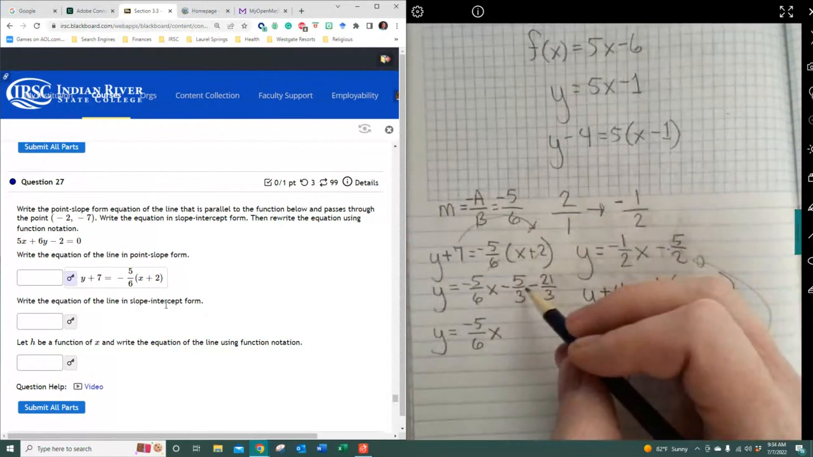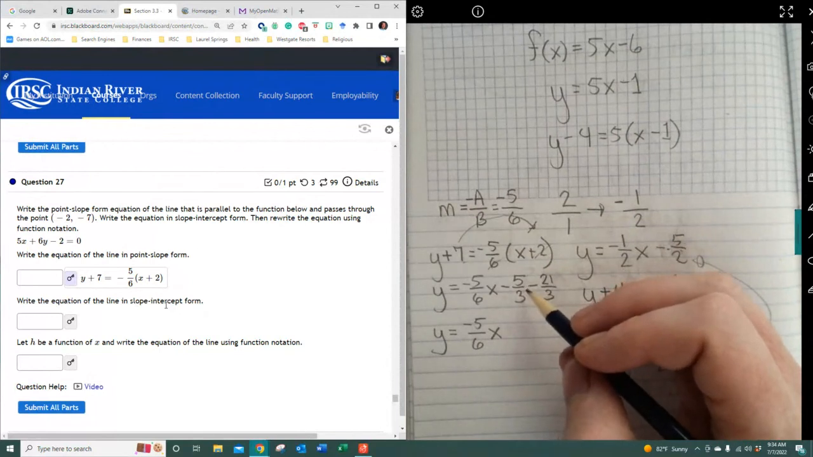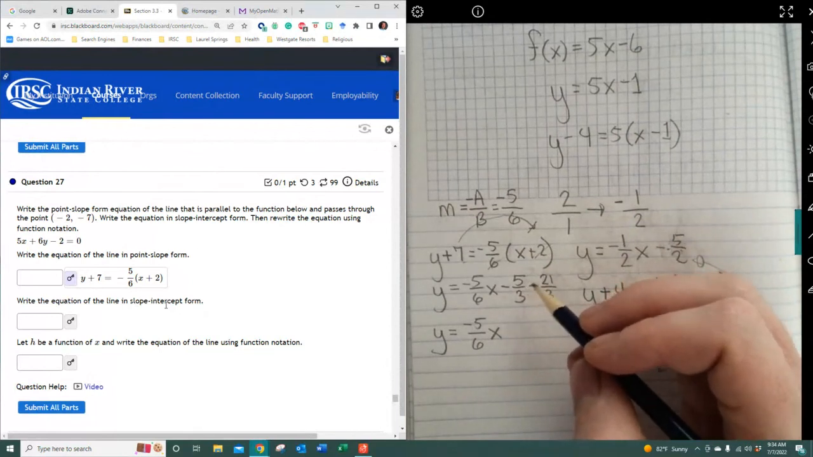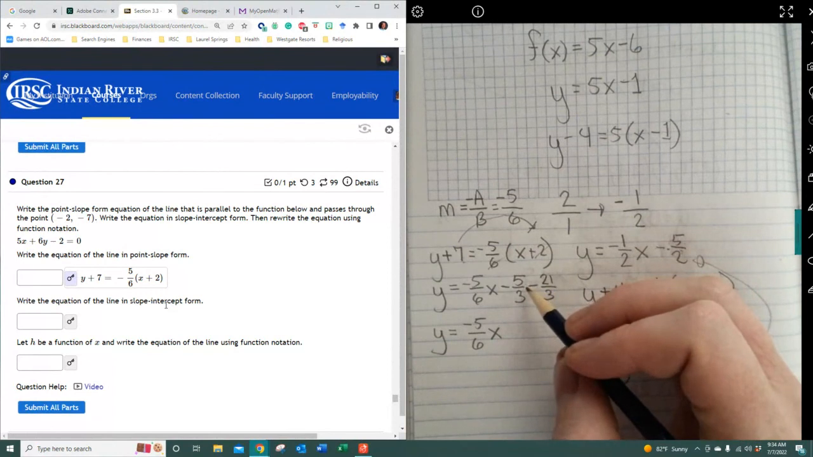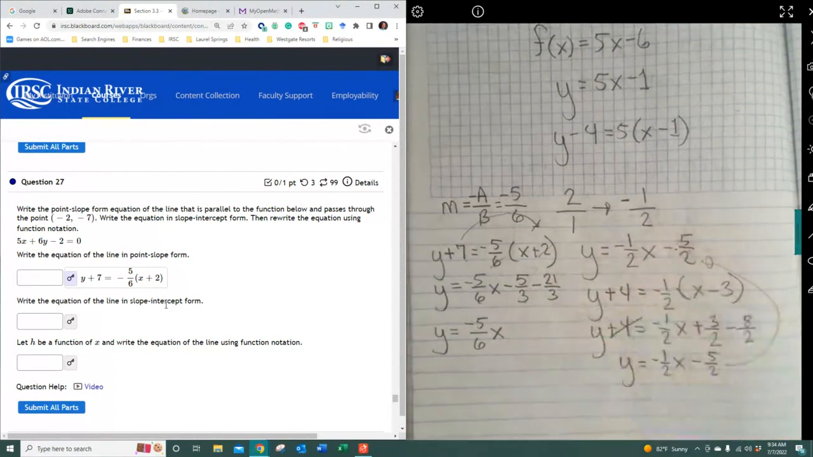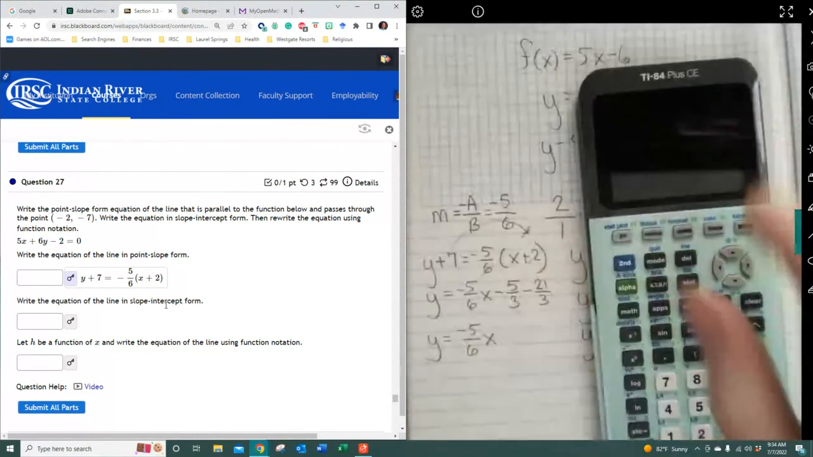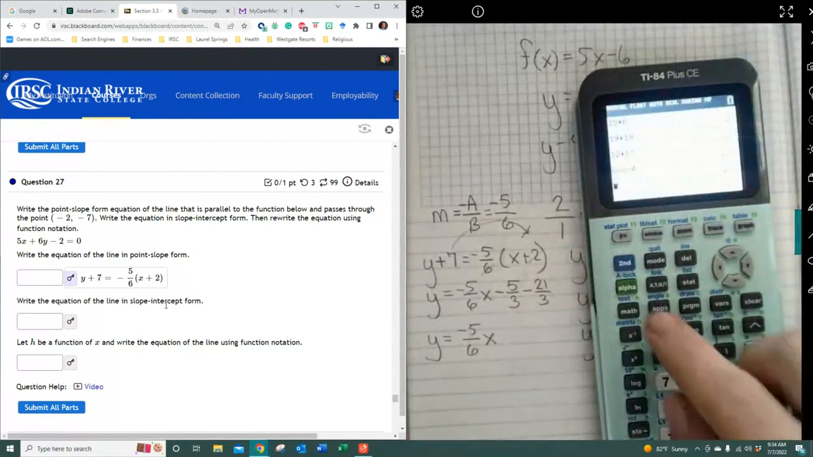So I did that pretty quick because it's possible. If you can't do it quick, then use your calculator. There's no judgment. Just make sure you do it right. I mean, get it right. All right. And if you want to know how to use your calculator for fractions, watch this.